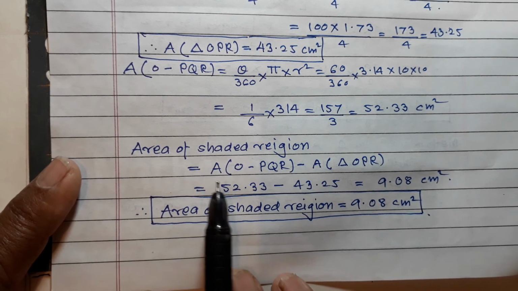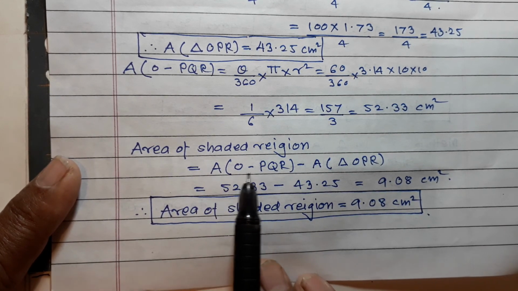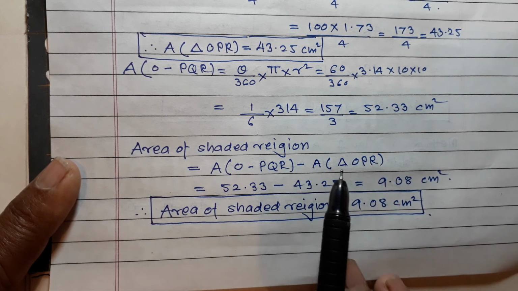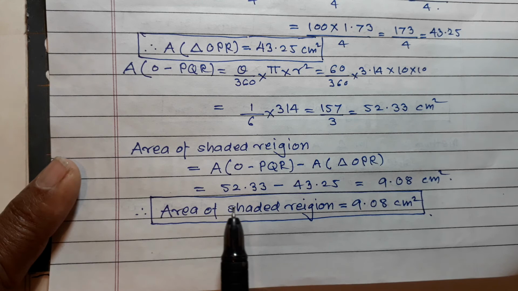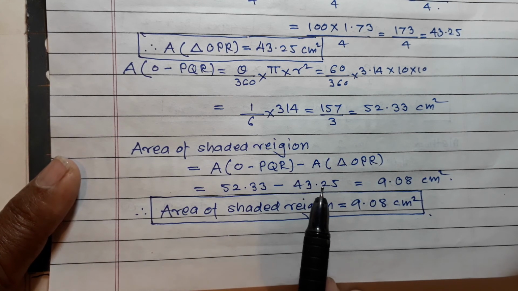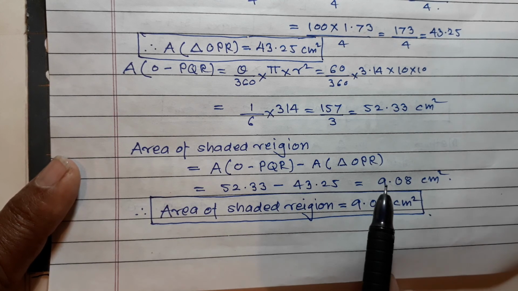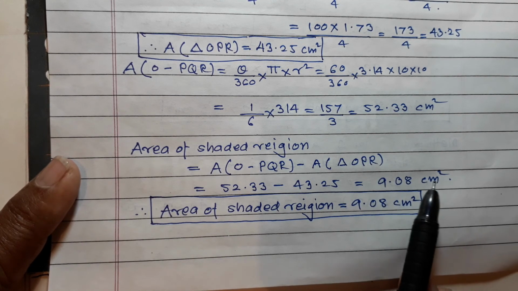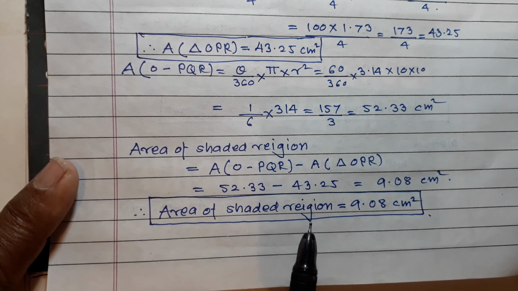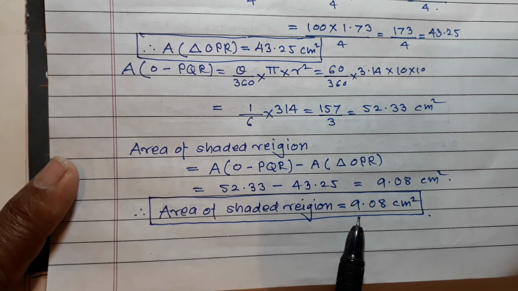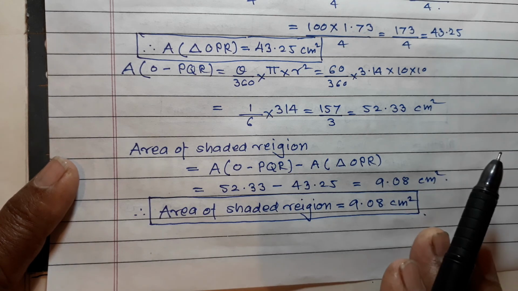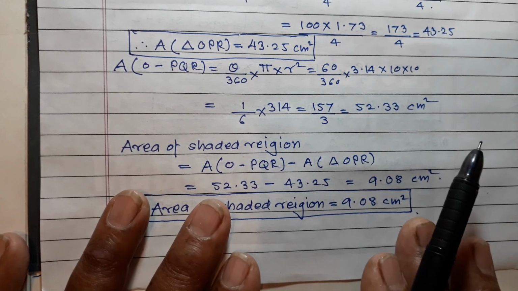and therefore area of the shaded region, that is segment, is equal to area of sector O-PQR minus area of triangle OPR is equal to 52.33 minus 43.25 gives you 9.08 cm square, and hence area of the shaded region is equal to 9.08 cm square. Okay, now today it is enough.